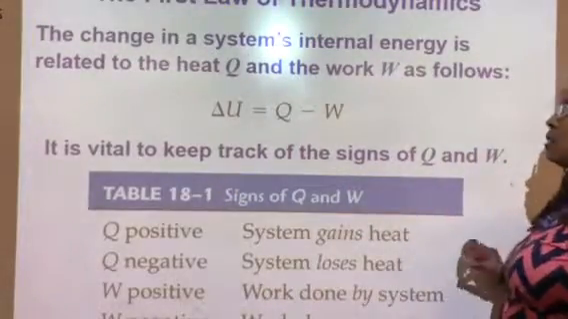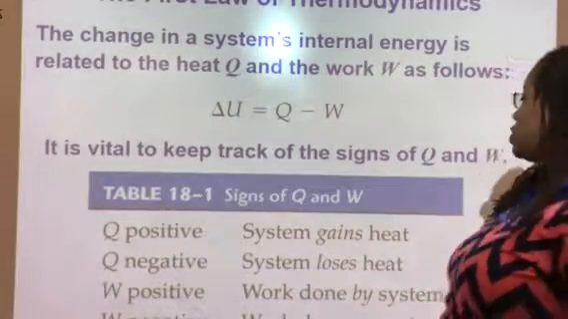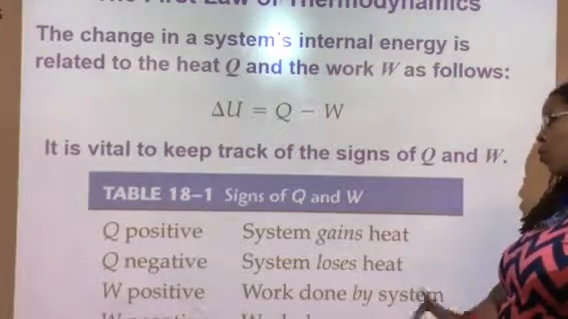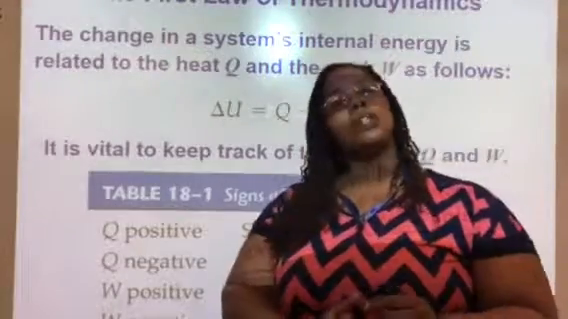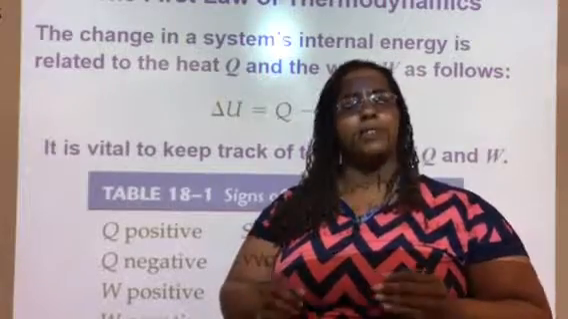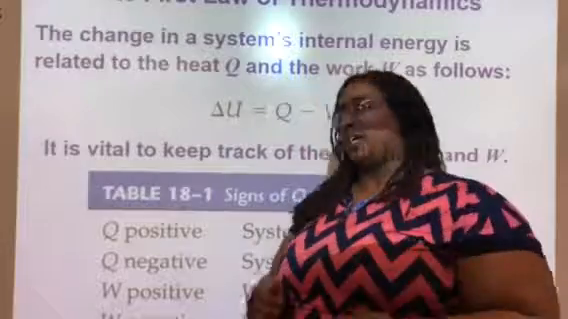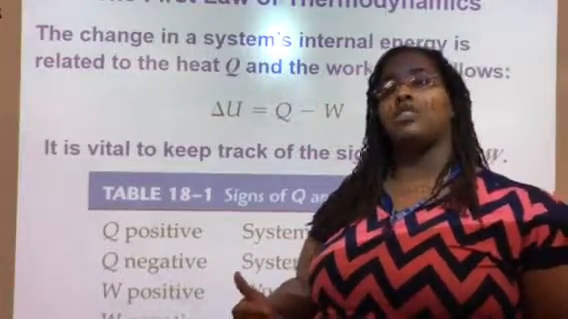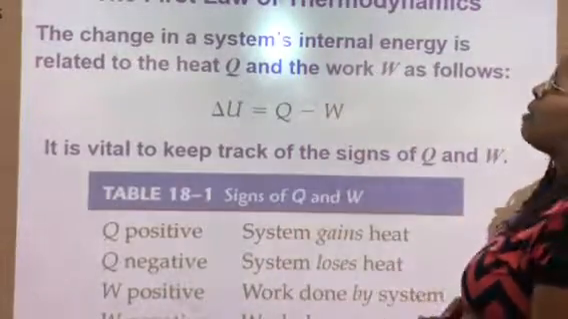Now, it's vital to keep up with whether my Q or W are positive or negative. This tells me if the system gained heat, lost heat, or whether work was done by the system or on the system. As we go through examples in class, we have to be very specific as to what our positives and negatives mean. Usually we're able to use those just for directional terms, but moving forward for your first law of thermodynamics, it simply tells you what is working and what's not working, and what's simply a part of your system.